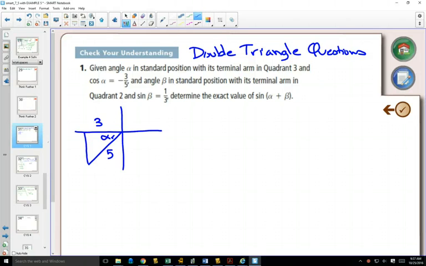Do you recognize this triangle? What's the other side length? 4. And that's going to be helpful because we already knew that cos of alpha was -3/5, but now we know sine of alpha is -4/5.